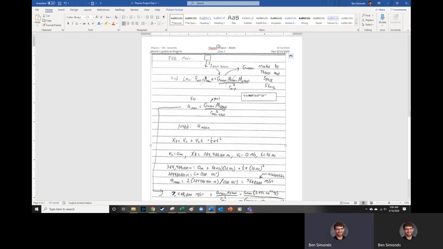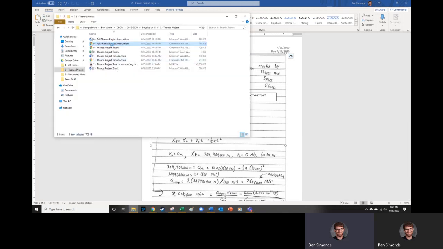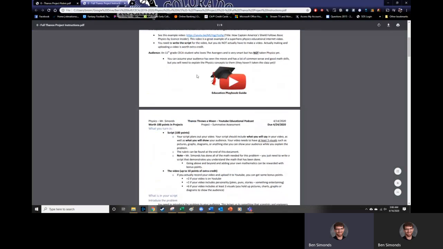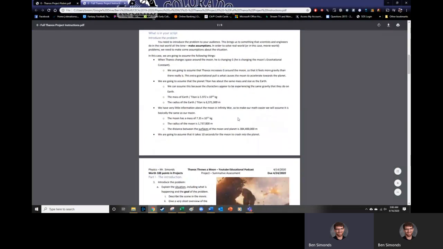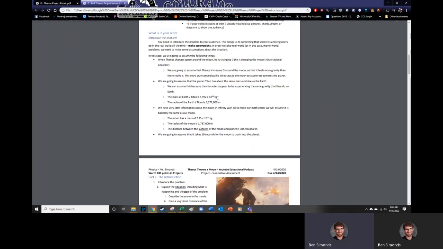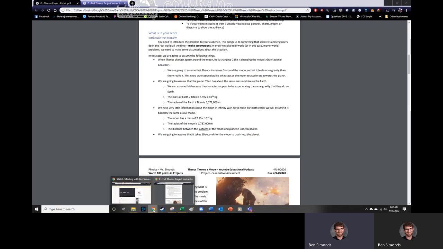If you recall from the assumptions from the problem statement here, well, no, actually, I should bring that up. Full instructions, assumptions. We have the mass of the planet because we assumed it's just like Earth. So boom, that's the size of the planet right there. We also have the distance between the two objects, between the planet and the moon. So we have some information here because of our assumptions.